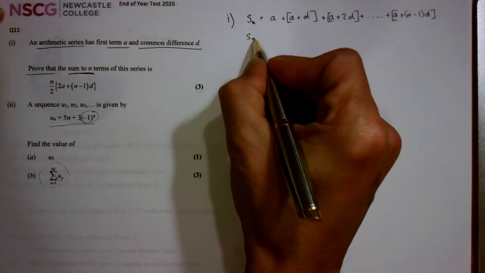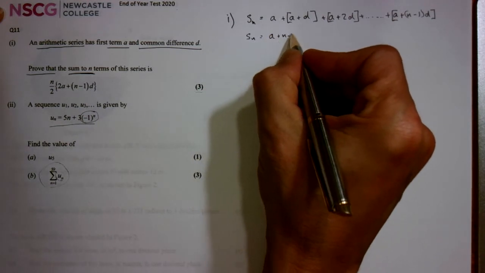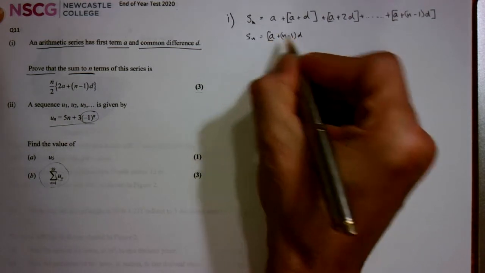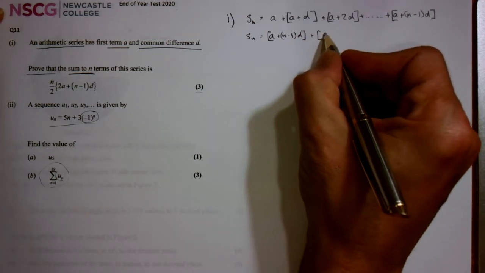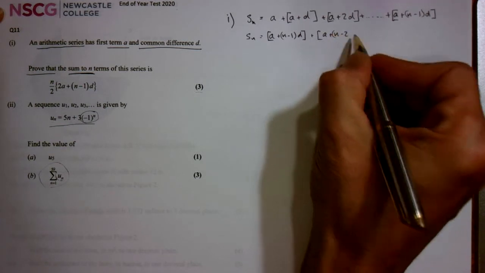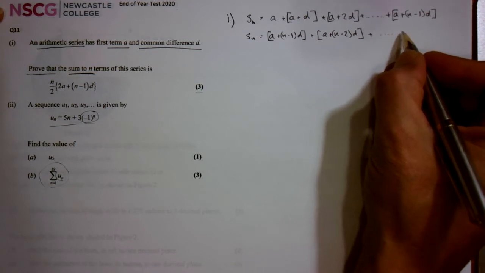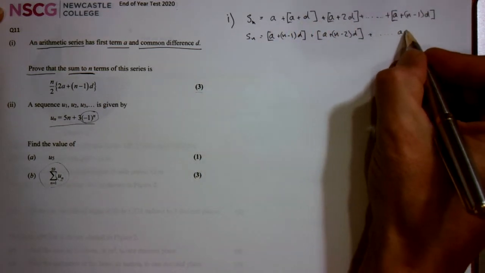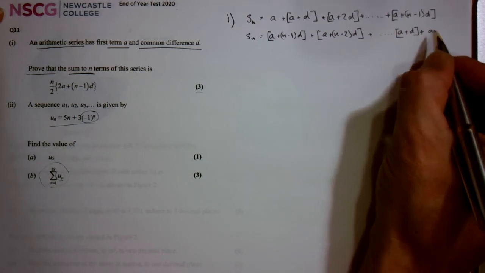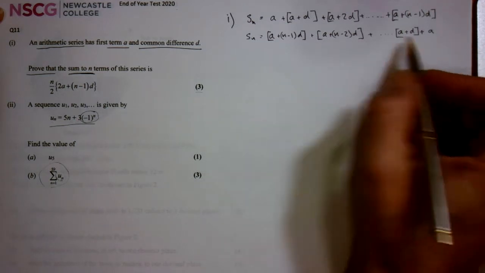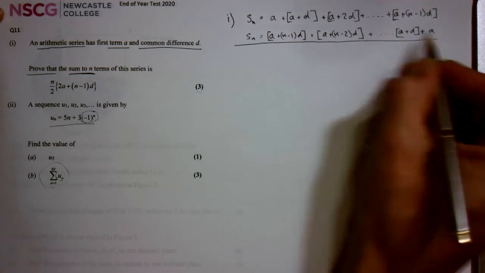And we're going to write this again the other way around. We're going to start off with the last term, a plus n minus 1 d's, plus the term that comes before that, which will be a plus n minus 2 d's. Then we're going to add our next one, finishing off with the last couple of terms here. a plus d is our penultimate term when we write them backwards, and then plus our first term, a, which is our last term when we write it backwards. And then we're going to add them up as if they were simultaneous equations.